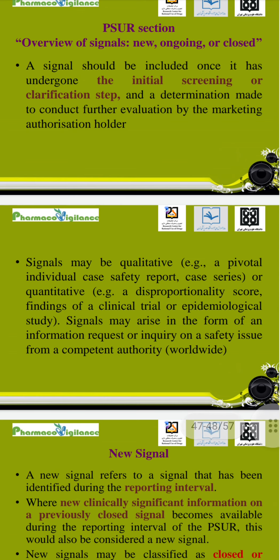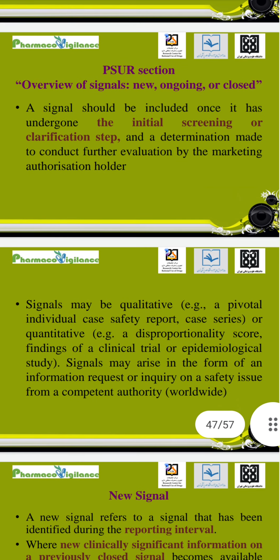Okay, you see again, signals may be qualitative, for example, a pivotal individual case safety report or case series, or may be quantitative, disproportionality score. Maybe we have a finding of a clinical trial or epidemiological study. Signals may arise in the form of an information request or inquiry on a safety issue from a competent authority worldwide.